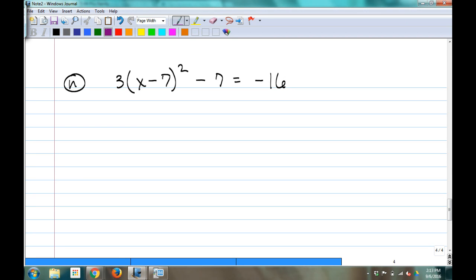Okay. This was a lot like number 33 from Friday. So what's the first step? Add this 7 over here to the negative 16. It'd be negative 9, right? Now what? That's that they get the squared part by itself, divide by 3. Good job. That's right. So x minus 7 squared is equal to negative 3.